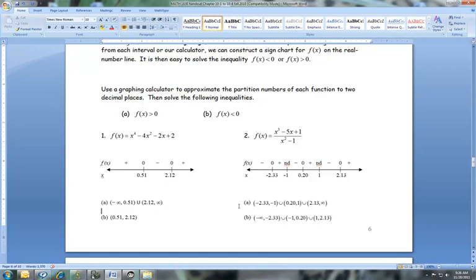So that should be about it for this particular section, because we had to do continuity and partition numbers.